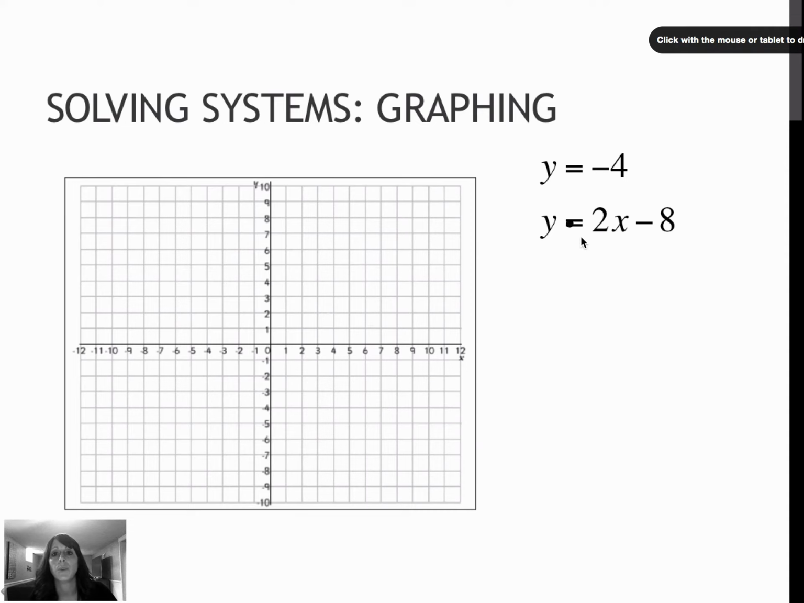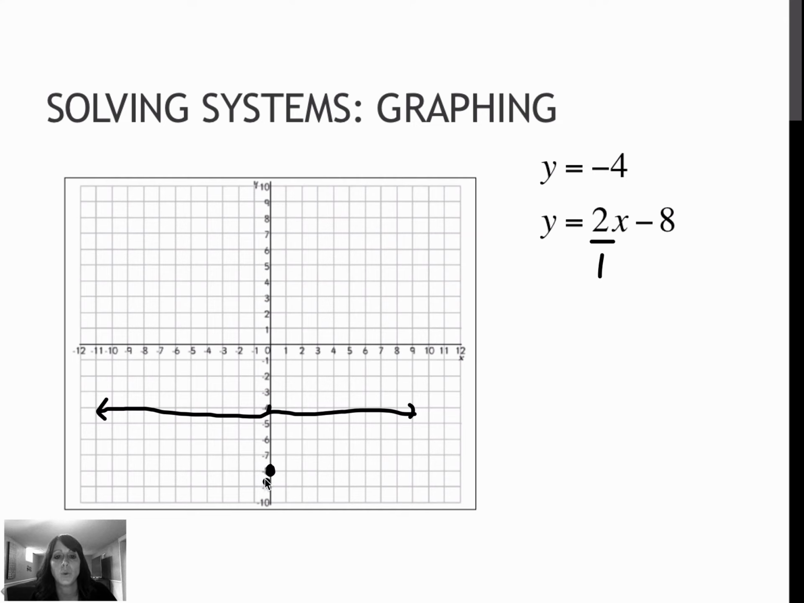For this next example, y equals -4 would be the horizontal line going through the y-axis at -4. Just pretend that's a nice straight line for me. For my second one, I'm going to start at -8. I'm going to use my slope of 2 to go up 2/1, up 2/1, and find where the two lines cross. And if my first line would have been a bit straighter, then they would have crossed at (2, -4). So that would be my solution.